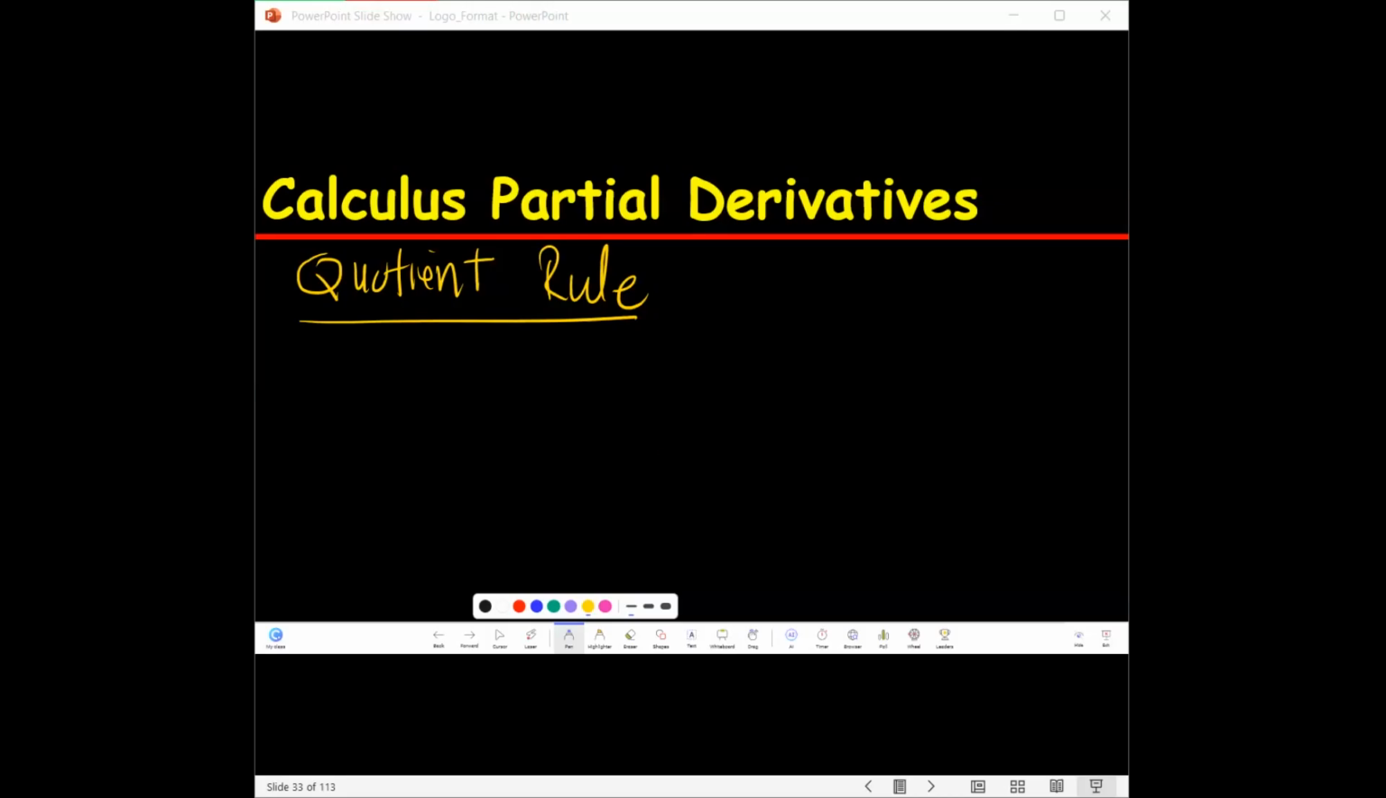For example, I'm going to be telling you when the quotient rule is applied. When do we apply it? It is used to solve difficult equations or functions when the dependent variable is involved in the numerator and denominator both.